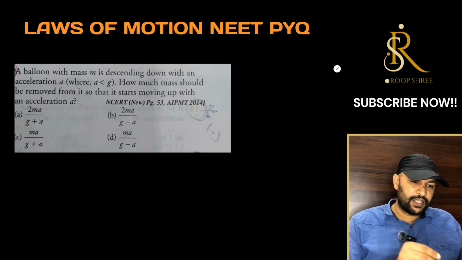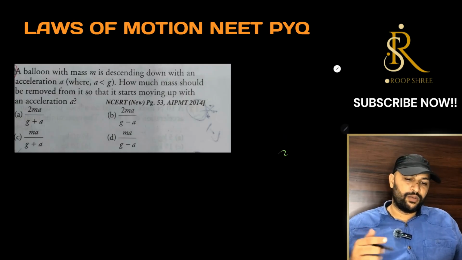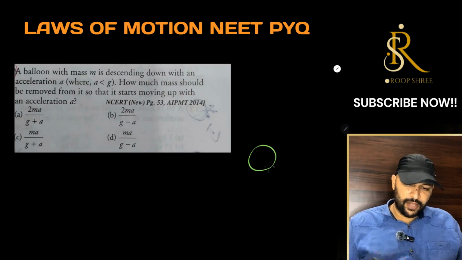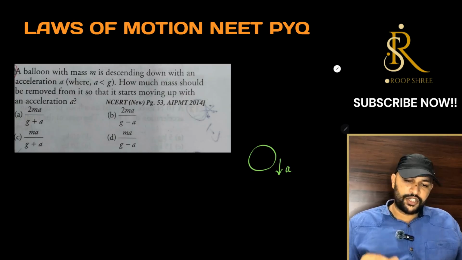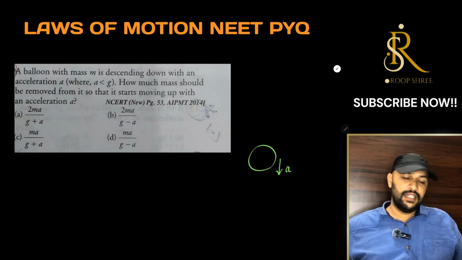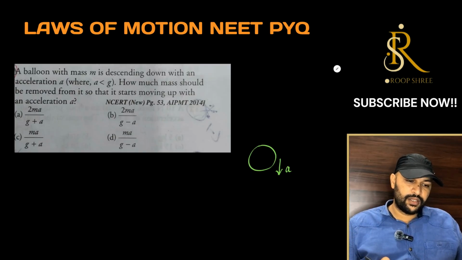Beautiful problem, let's focus on this. The problem says a balloon with mass m is descending down. So let's imagine that this is our balloon and it is descending down. Okay, great. With an acceleration A. So acceleration over here is A, and A is less than g. Of course, it will be less than g, right? How much mass should be removed from it so that it starts moving up with an acceleration A?